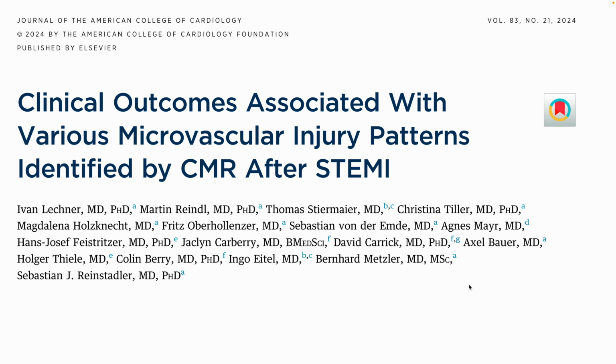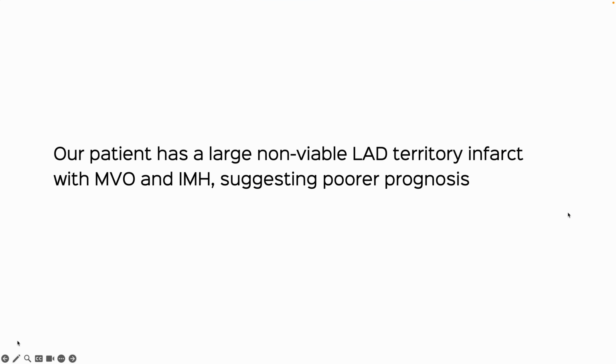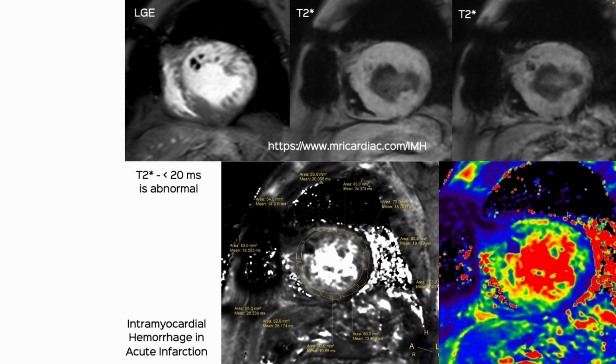Why is this important? Lot of papers, but this one was the latest in 2024. And this has that central image, which is these days very popular, which shows that if you have IMH, then you have poorer prognosis or a poorer clinical outcome. And our patient therefore had a large non-viable LAD infarct with MVO and IMH suggesting poorer prognosis.